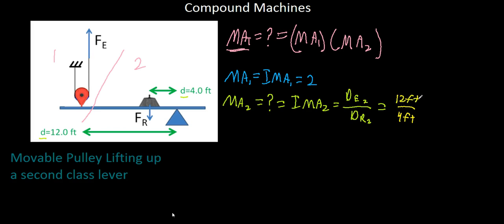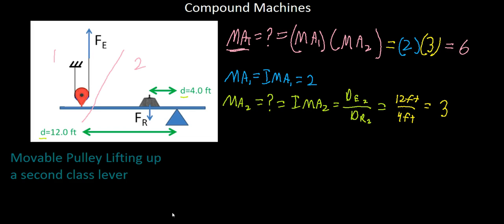It has to be the distance effort. And if you look at it, that kind of makes sense that that would be 12 feet because that's the distance from the fulcrum to our effort force being applied through the movable pulley. Well, that's just 12 feet divided by 4 feet, which gives you a mechanical advantage of 3. So we can say this equals 2 times 3, because that's what the two mechanical advantages equal. So we multiply those together and we get a total mechanical advantage of 2 times 3 is 6.